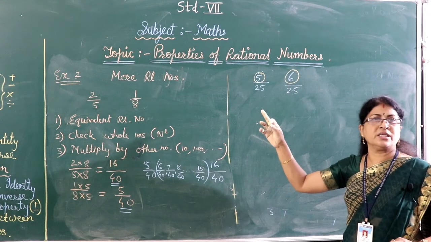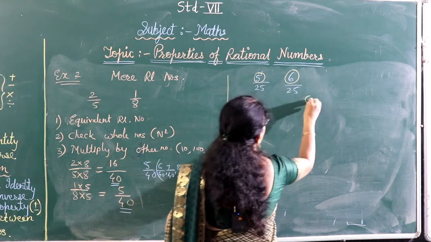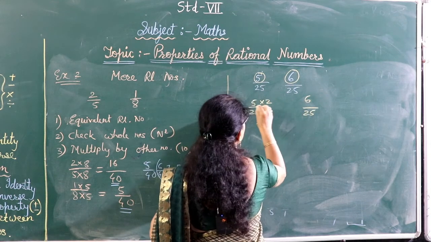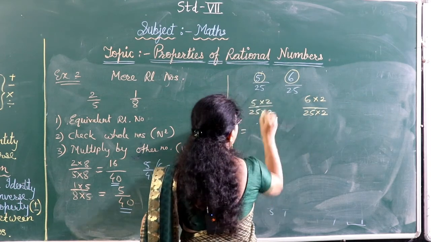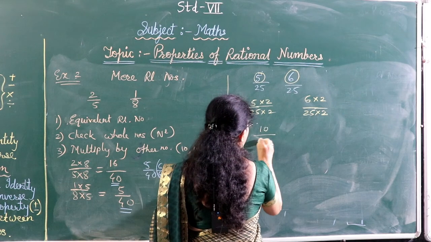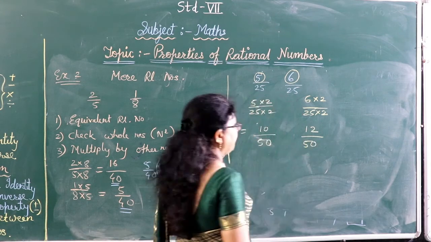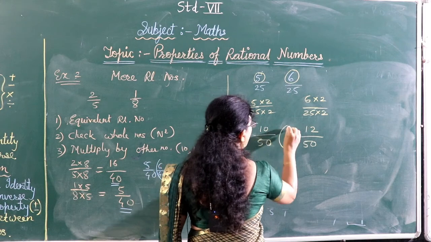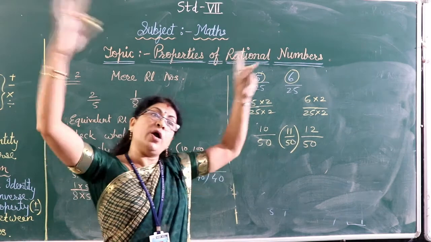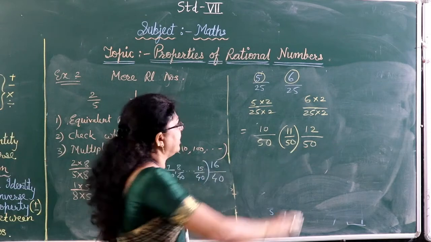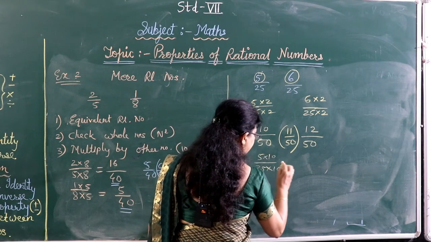Then in this case, what will we do? We can multiply 5 upon 25 and 6 upon 25 by 2. So 5 twos are 10 and 25 twos are 50; 6 twos are 12 and 25 twos are 50. Now between 10 and 12 we got only one rational number, that is 11 by 50. But if you want more, then directly you can multiply by 10.